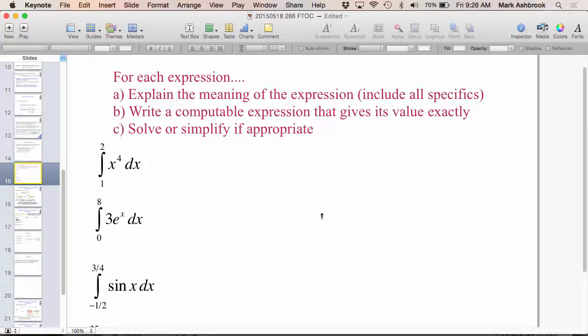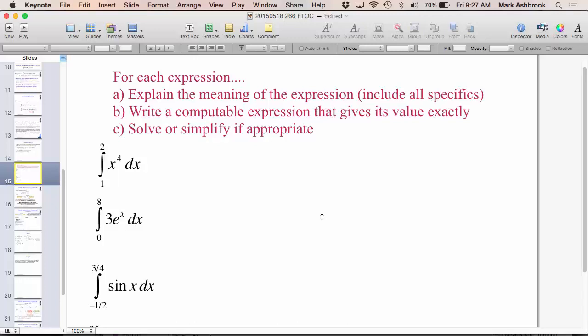And then write a computable expression that gives the values exactly. So then apply the fundamental theorem in order. We want to interpret the expression, but then we want to have a way to get its value, and that's through the fundamental theorem, right? Through the fundamental theorem, we interpret that, and then we can write it in a different way. That's what we said, right? There's a different way to write that that's computable, and then solve that or simplify if appropriate. Whatever's appropriate, simplify to have an exact expression.